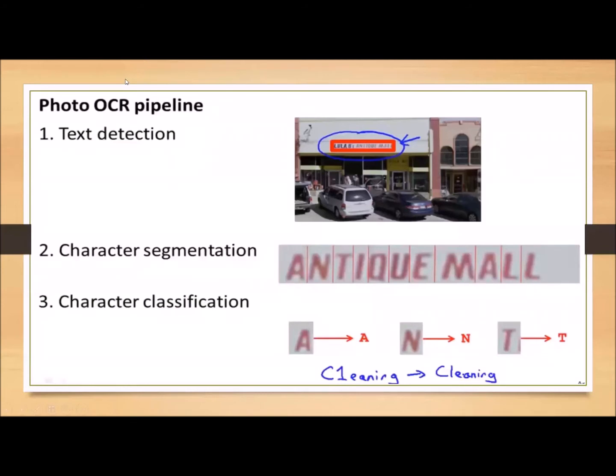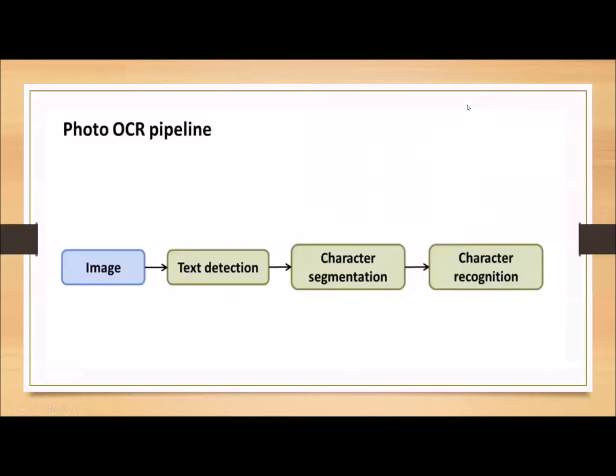Even after classification, if my algorithm makes an error, for example if it interprets L as 1, now the word is CONEANING. By using a spelling checking algorithm, we can detect it as cleaning. Instead of CONEANING, we will predict it as cleaning. This is how we detect the text from a given photo.